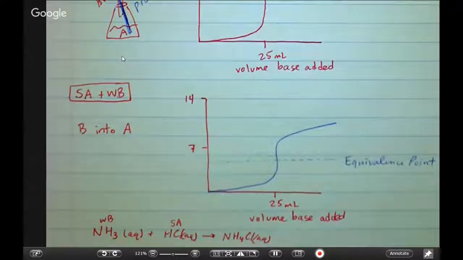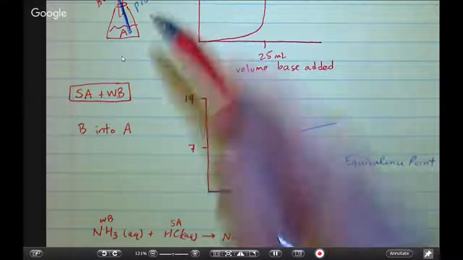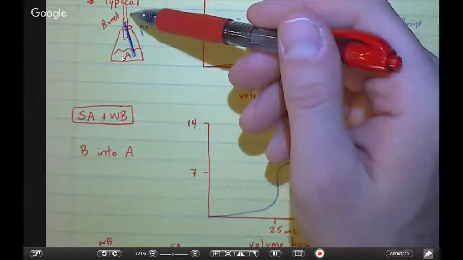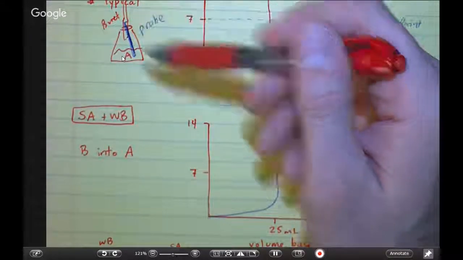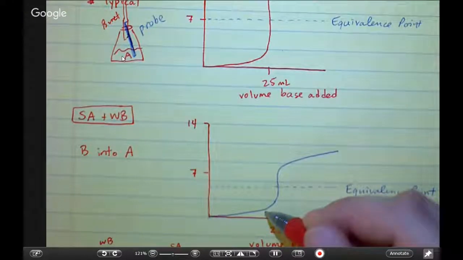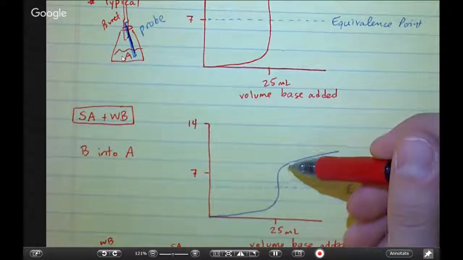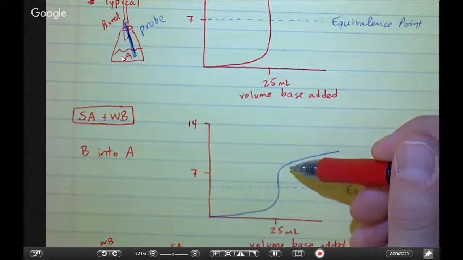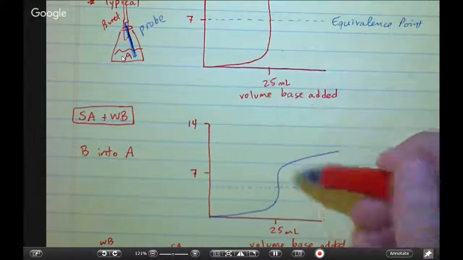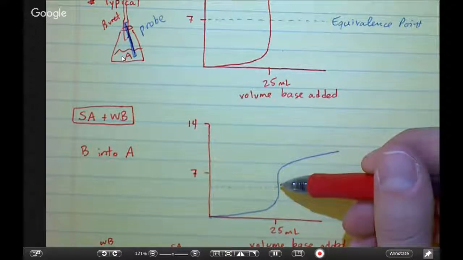In this example with the strong acid and the weak base, we started at a really low pH because it was a strong acid. And as we add base into the acid, it's going to become less acidic. Eventually it's going to shoot up and become basic. Okay? But when it's a strong acid and a weak base, the equivalence point is less than 7. Okay? Because we're still primarily acidic.